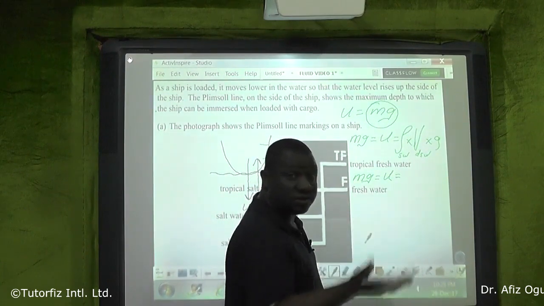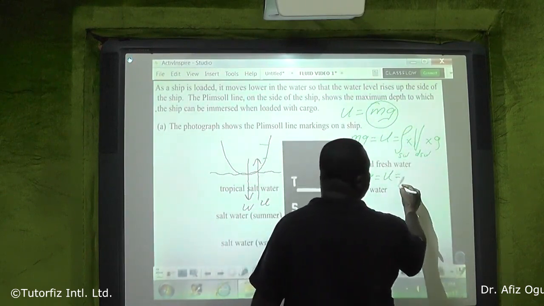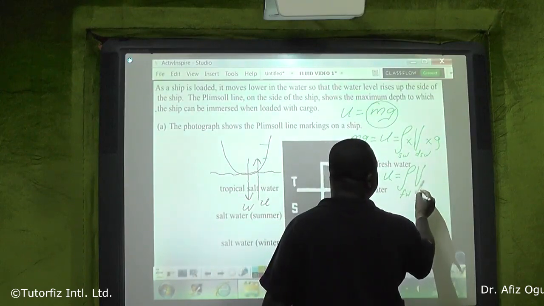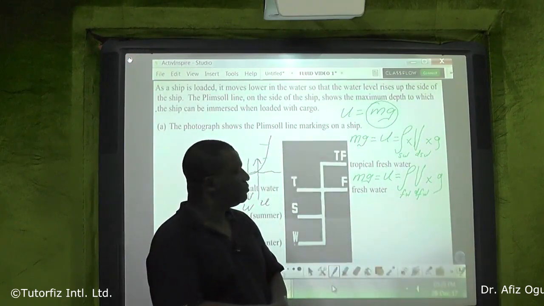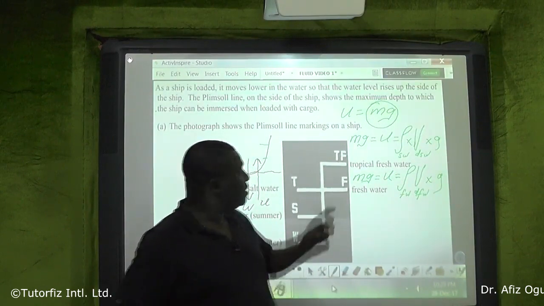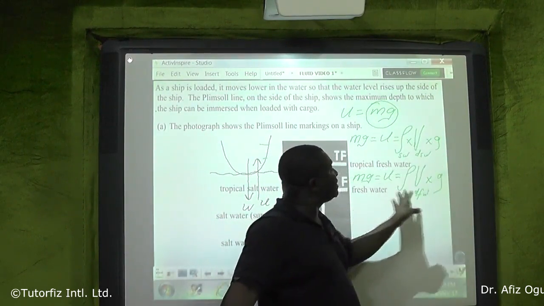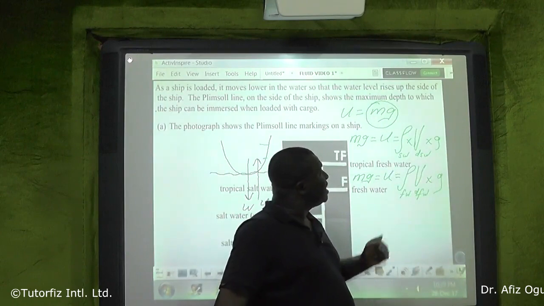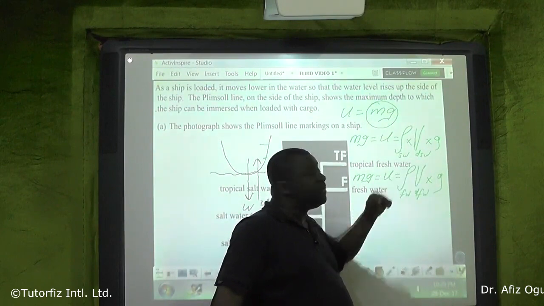Even if you let it enter mercury, it doesn't really matter. Now, the density of fresh water times the volume of displaced fresh water times g. Remember your math here. The answer has to be the same. The answer here should be the answer here. For me to get the same answer, if this is constant, this is constant. If the density is now reduced, something has to increase to give me the same answer.